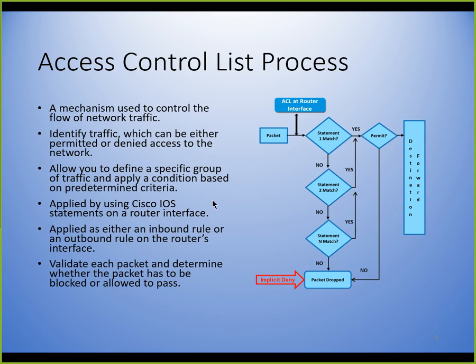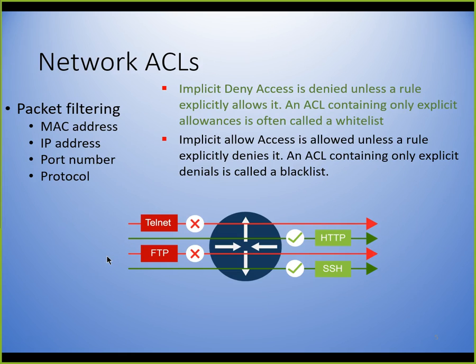So the safe policy, and most people use the policy of deny to do these things. So with the access control list, an implicit deny means access is denied unless a rule explicitly allows it. And that's one that is typically going to be used. An ACL that contains only explicit allowances is often called a whitelist. And the implicit allow is allowed unless a rule explicitly denies it. And you can think about that one. That's pretty tough, to come up with everything that you want to deny on those things. An access control list containing only explicit denials is called a blacklist.